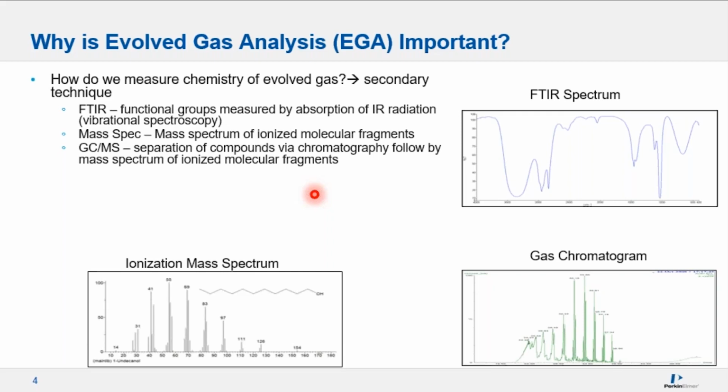Using mass spectrometry, we can study the ion mass fragmentation patterns of parent molecules. And with GC-MS, we add a separation step, or a chromatography step, in order to resolve complex mixtures of compounds. So all of these techniques can be aided by searching spectral libraries to identify unknowns.